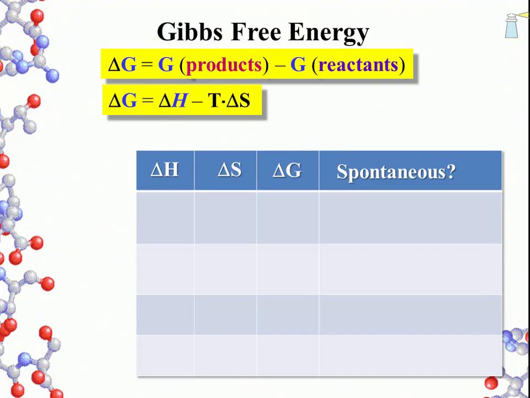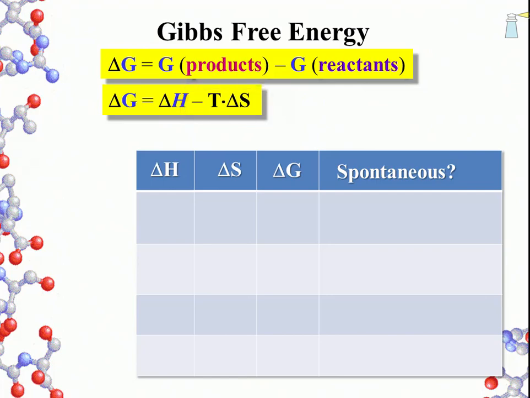Spontaneous is determined by the sign on the charge of delta G, which itself is based on whether the enthalpy and entropy have a positive or a negative energy. A quick point before we start. If delta S is positive, then minus T delta S is negative. A positive times a negative is a negative. If delta S is negative, then minus T delta S is positive. A negative times a negative is a positive. With that somewhat straightened out, we can fill out the table.